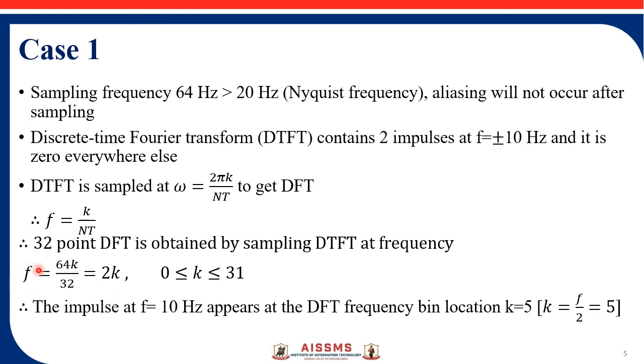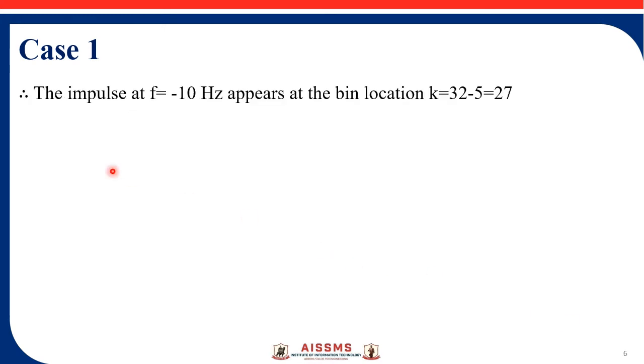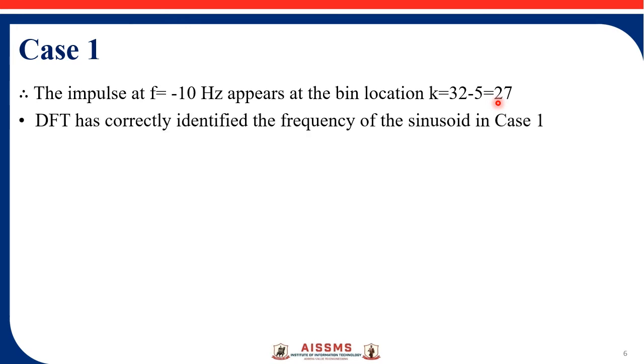Suppose I take frequency 10 Hz over here. So what will be the k value? 10 upon 2, so that will be k equal to 5. And therefore the impulse at frequency minus 10 Hz, that is for the negative frequency, will appear at the bin location k equal to, how many points are there? 32 points minus 5. So it is bin k equal to 27. So the DFT has correctly identified the frequency of the sinusoid in this first case.